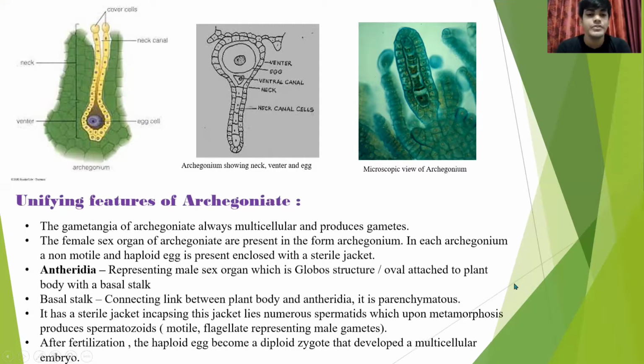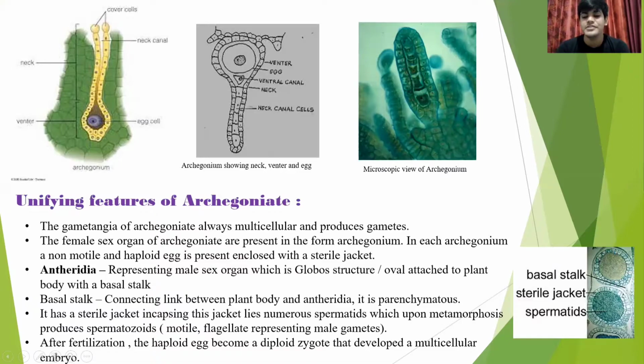So let's discuss some unifying features of the archegoniates. The gametangia of the archegoniates are multicellular and produce the gametes. The female sex organ in archegoniates is enclosed within the archegonium, which contains a non-motile egg. Antheridia are globose or oval, and encapsulate several antherozoids. These antherozoids are enclosed by an outer jacket layer, which may be single or double layered sometimes. And this antheridium is connected to the plant body with a basal stalk.